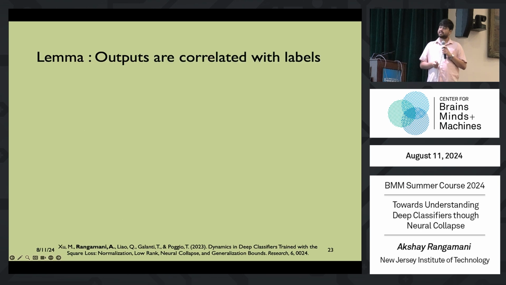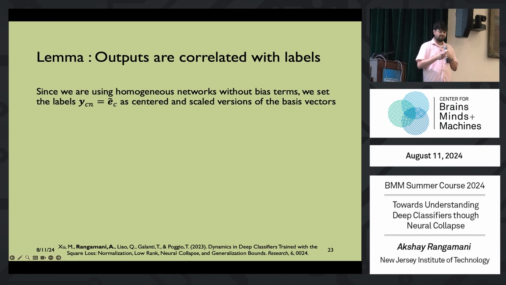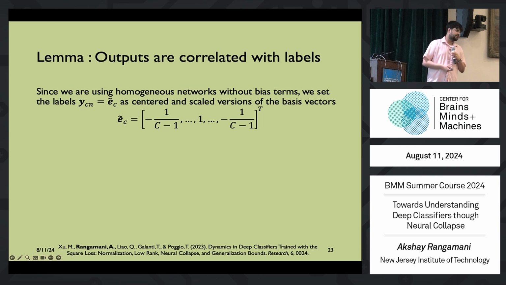So given this model, before we show that neural collapse exactly emerges, we need one result, a lemma, that tells you that the output of a network, when you've optimized it to hit global minima, needs to correlate with the labels. And so first, the labels are not the one-hot vectors, but since we're using homogeneous networks without biases, which can represent zero mean functions, let's also center and scale the labels so that they look like this.